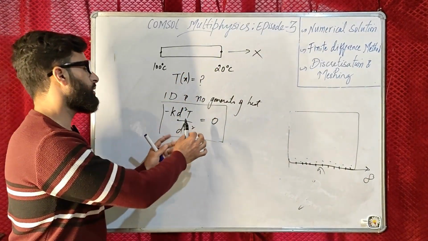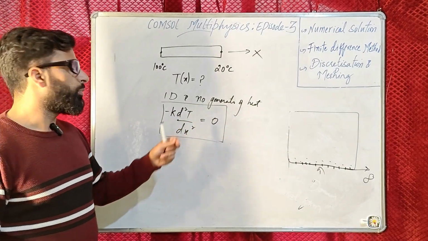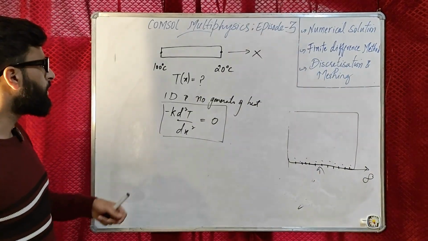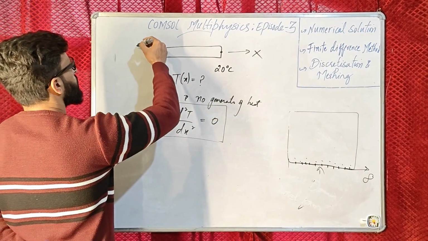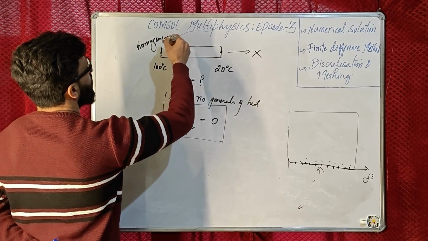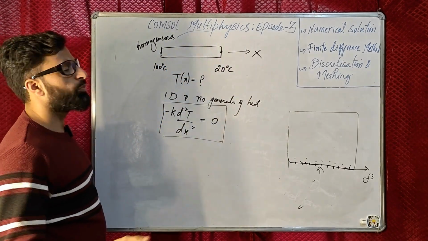Now let us say this is the 1 dimension. We want to find a numerical solution of this 1-dimensional heat equation. The same procedure will be for 2 and 3 dimensions as well. So how to solve this? Let us say we are choosing a homogeneous material for which properties stay constant with time as well as with the position.